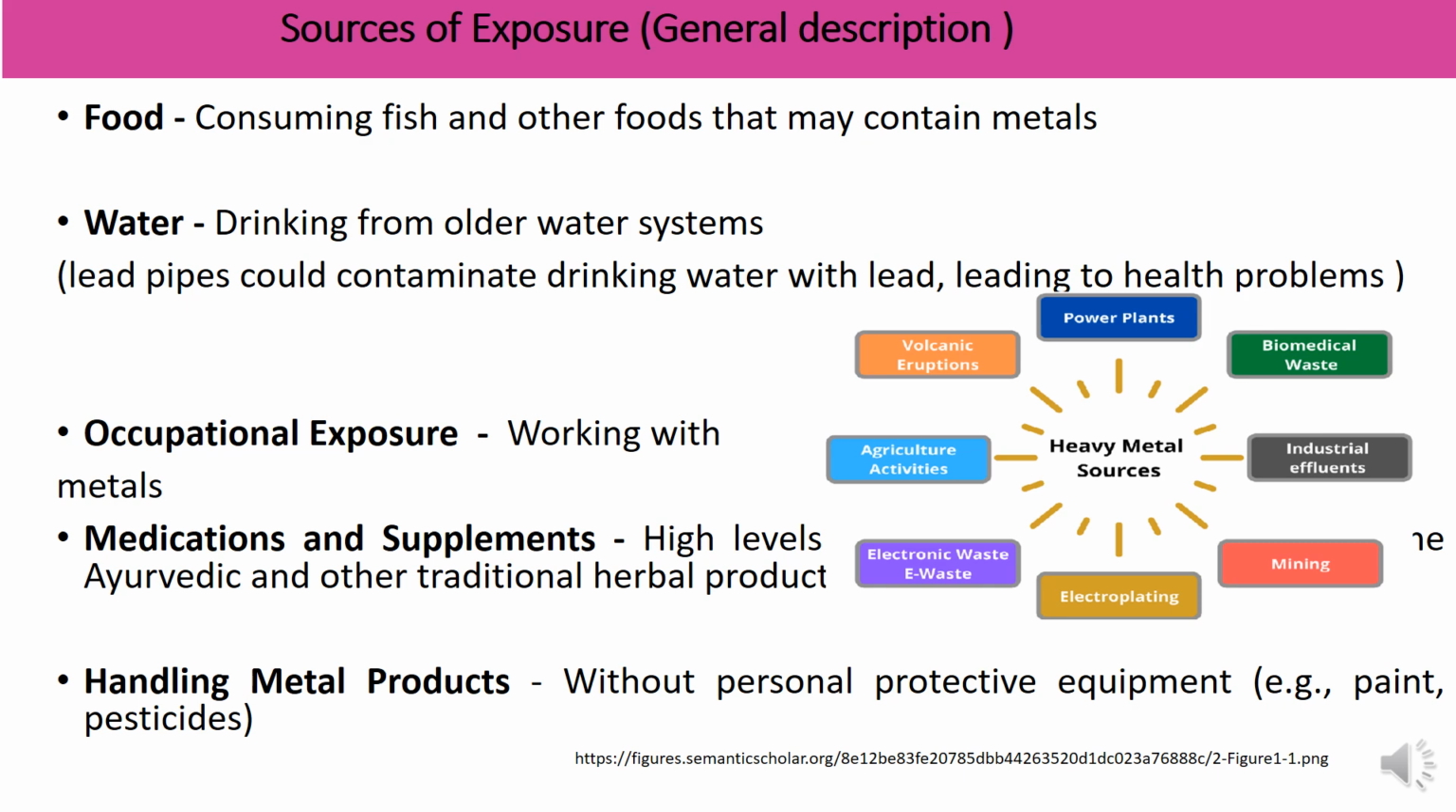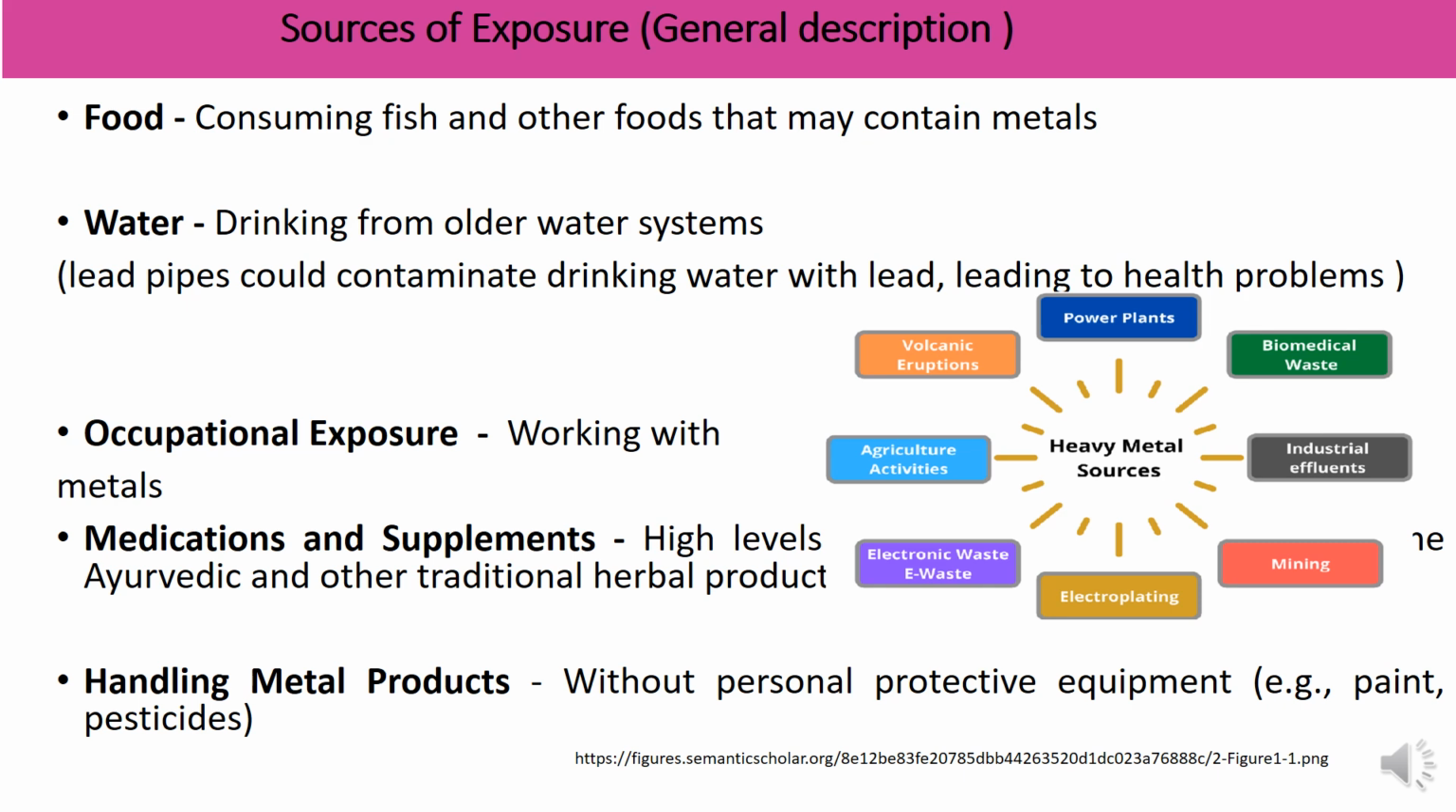Regarding the sources of heavy metals: contaminated food such as fish or rice, water sources, drinking from older water systems such as those with lead pipes, and industrial dumping of waste matter. Also occupational exposure, medications and other supplements, especially Ayurvedic and other traditional herbal products, and handling of metal products without personal protective equipment.